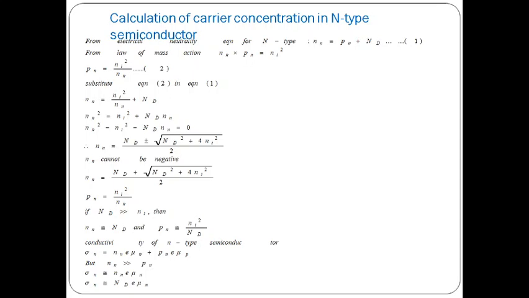But we know Nn is much greater than Pn because the majority of the charge carriers are electrons. So the minority charge carriers are holes. From that we can write sigma n equals Nn E mu n by neglecting the Pn term. Here Nn is also almost equal to the donor concentration. That's why we have written sigma n equals Nd into E mu n.